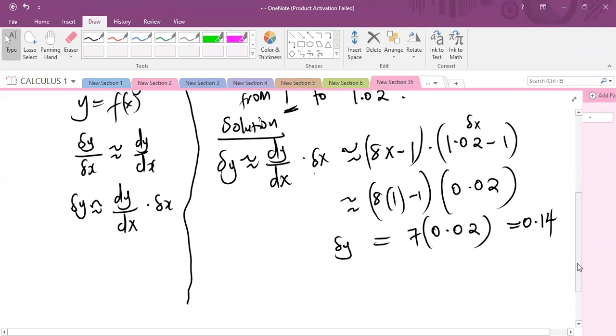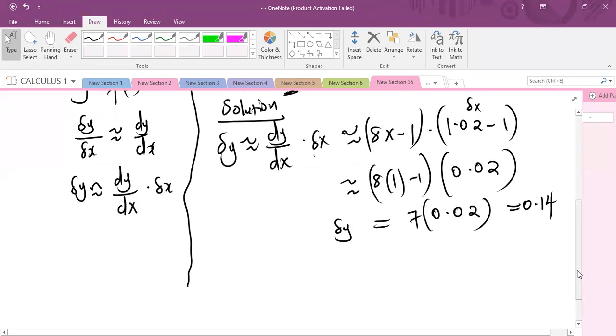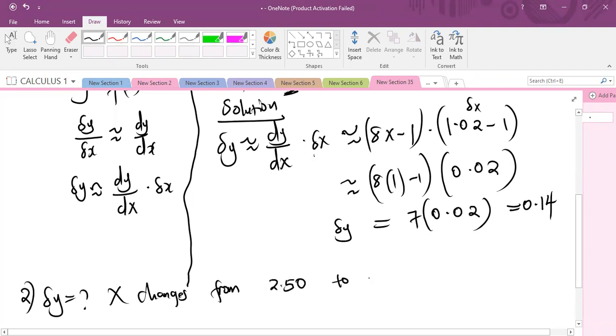Let's take up another example. Example 2: determine the change in y if x changes from 2.50 to 2.51 when y is equal to 2x minus x squared.